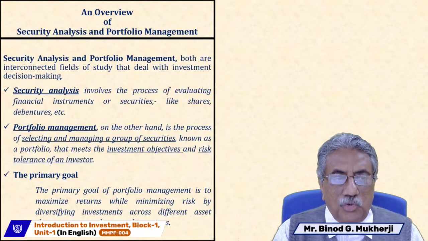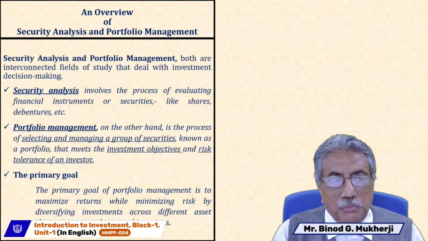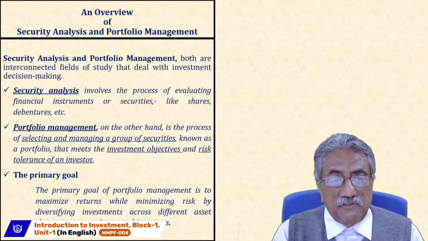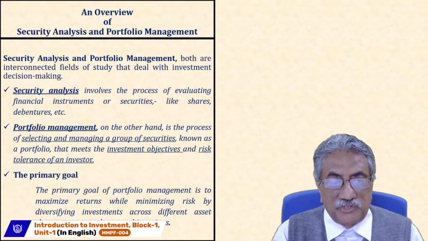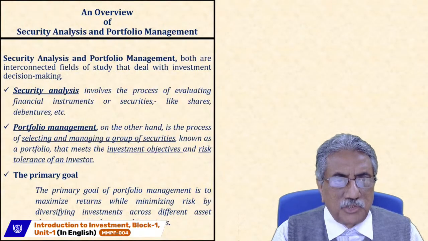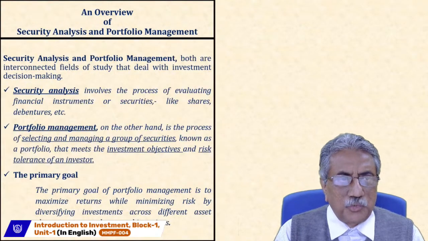So the primary goal is to maximize returns while minimizing risk by diversifying investments across different asset classes, sectors, geographic regions. Now, to give an example, suppose you want to invest in, you know that steel sector is going to do well. So you analyze and find that Tata Steel is going to do well.